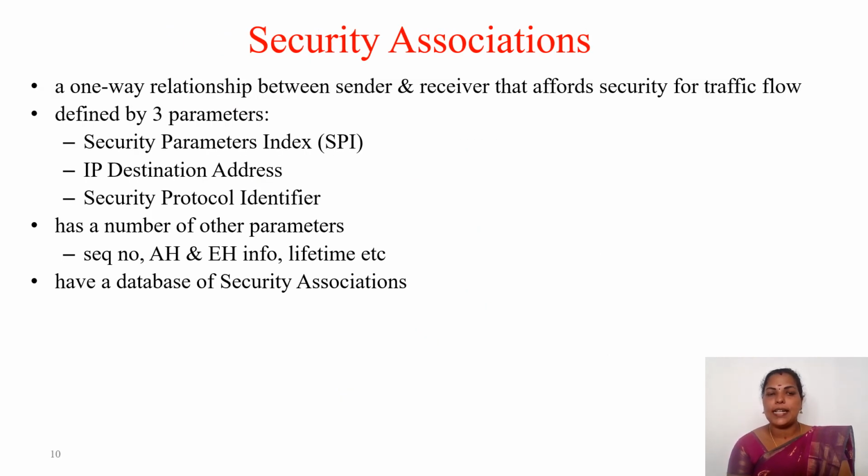The security association involved in IPSec is a one-way relationship between sender and receiver that affords security for traffic flow, and it is defined by three parameters: the security parameters index, the IP destination address, as well as the security protocol identifier. And here we have a number of other parameters in addition to these three, such as the sequence number, AH and ESP information, lifetime, etc. And it has a database of security associations. So we can represent the security parameters associated with IPSec using different parameters. Each and every parameter has a specific meaning and specific way of usage.